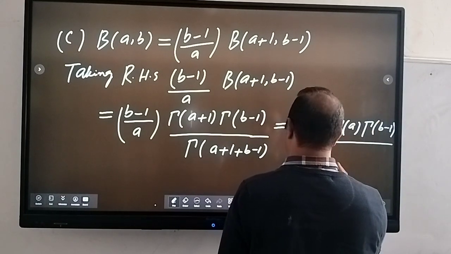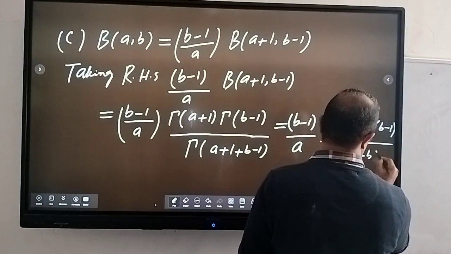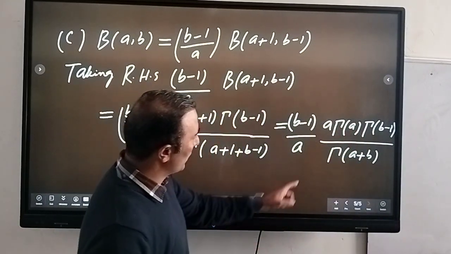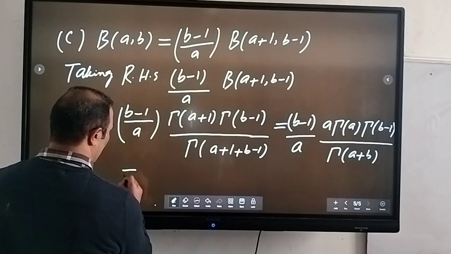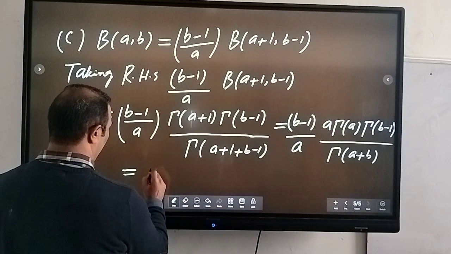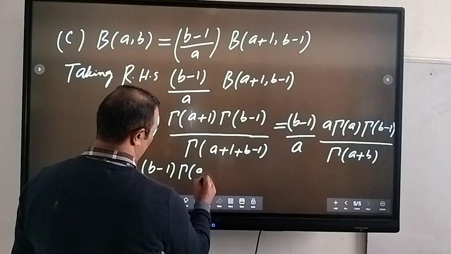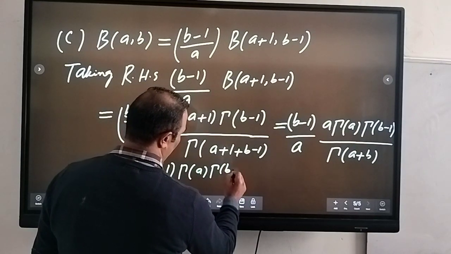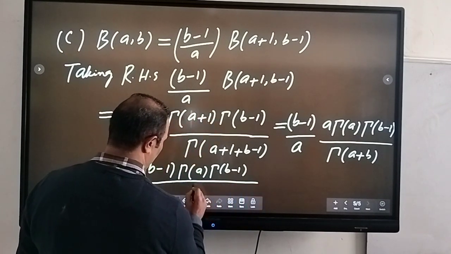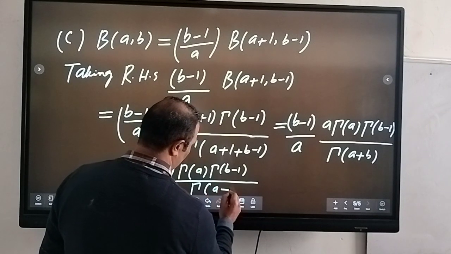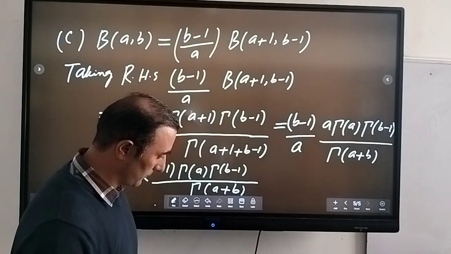Divided by gamma of A plus B, right? Now we have this A and A will cancel here, and we can rewrite this as, so this will be equal to (B minus 1) gamma A gamma B minus 1. So what will come in the denominator? Because gamma B plus A, right?